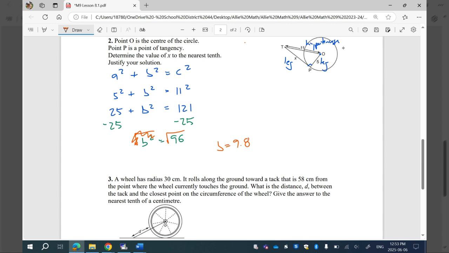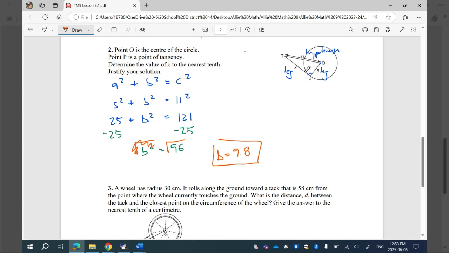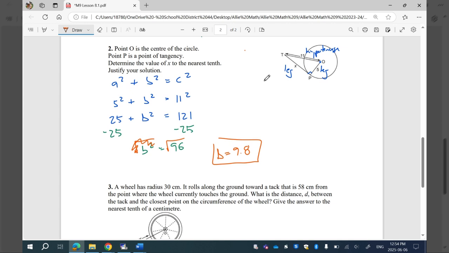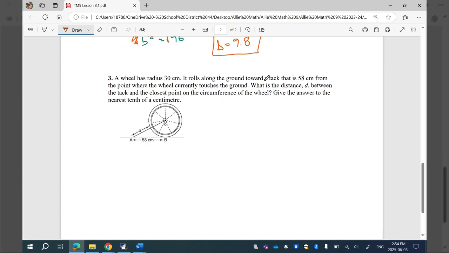Doesn't say which units. And as a final step, we should ask ourselves, does this make sense? I would say this makes sense. Our hypotenuse needs to be the longest length. 9.8 seems reasonable. Seems longer than the 5, but it's not more than our hypotenuse. And it's pretty close to it, so I would say that makes sense. Let's do our last question.